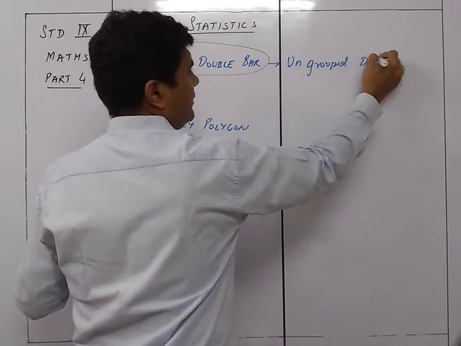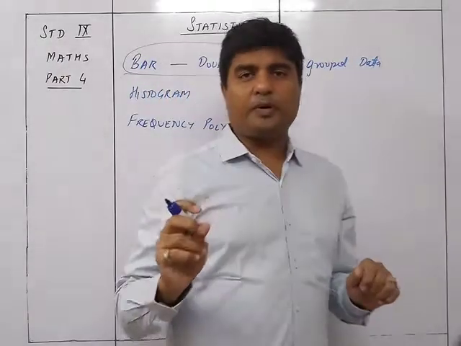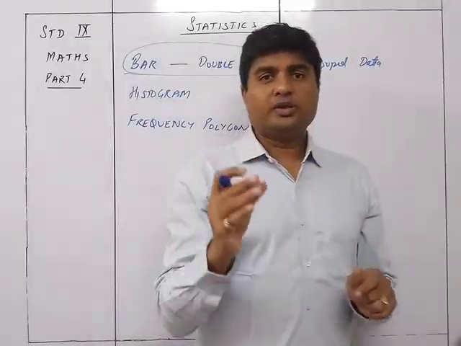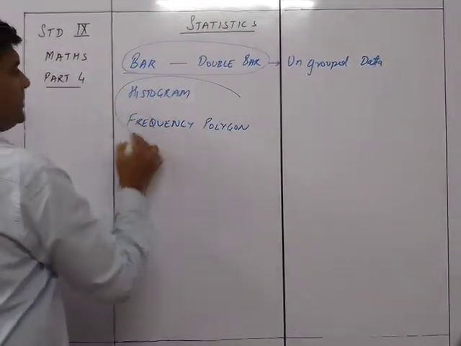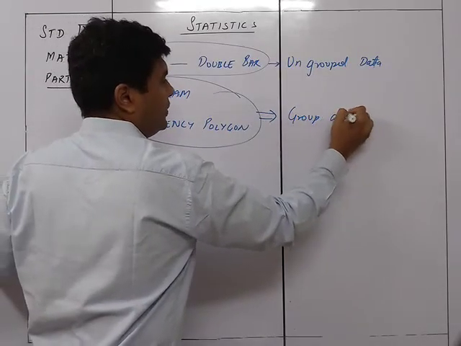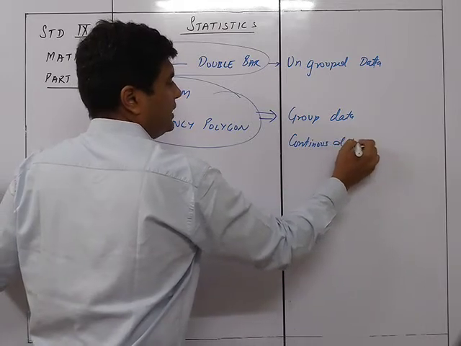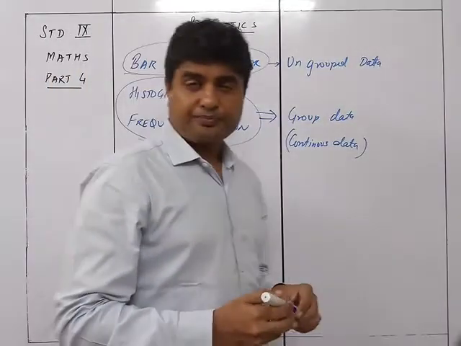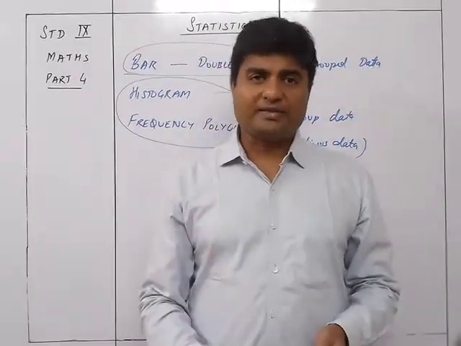So the data over here will be ungrouped. Here it will be individual things on which you will be given data. So the data will be given in an individual form, and that's why this is ungrouped data. Whereas the histogram and frequency polygon are going to be drawn with grouped data, and not only that, they will always be continuous data. So that will be a continuous data table which will give you this particular kind of graph. Let's see one by one how to draw these graphs, and then we'll come to exercise 20.3.